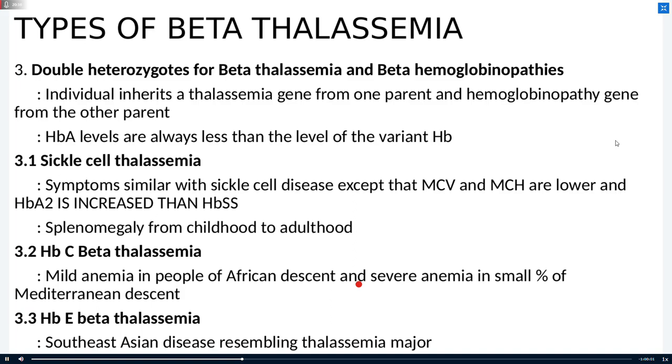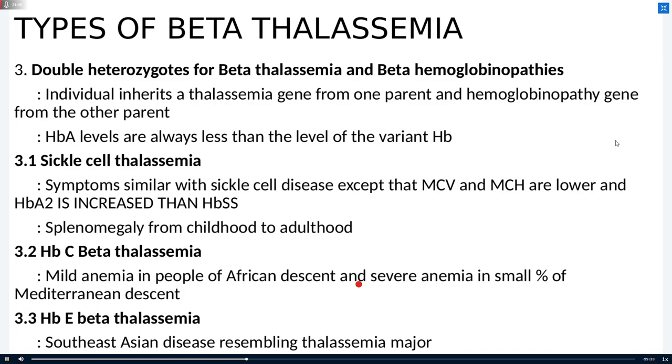So this is a combination class of your hemoglobin S, HbS, sickle cell, and thalassemia. Symptoms are similar with your sickle cell disease, except that the MCV and MCH are lower, and HbA2 is increased than HbSS. There is also splenomegaly from childhood to adulthood.